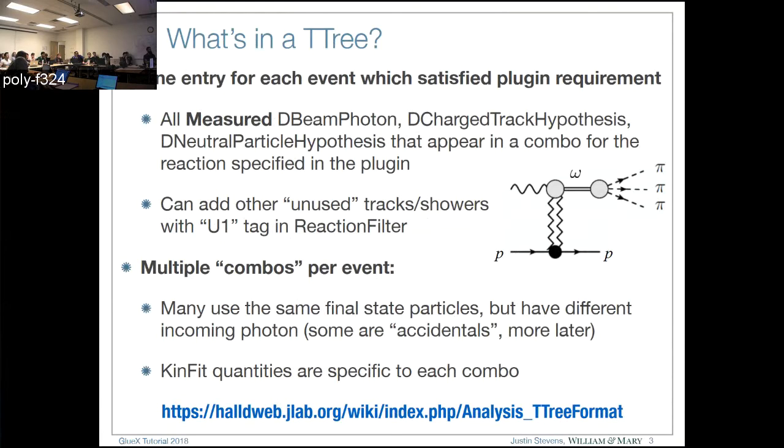Gamma P goes to pi plus, pi minus, pi 0 proton. And so in the tree, we'll have all the measured objects that go into reconstructing this reaction. So there are the incoming D beam photon objects, the D charge track hypotheses for the 2 charged pions and the proton, and then the D neutral particle hypotheses. And for each one of the events that passes the cuts in the plugin, so an event that satisfied the criteria that Alex mentioned, there's one entry in the T tree.